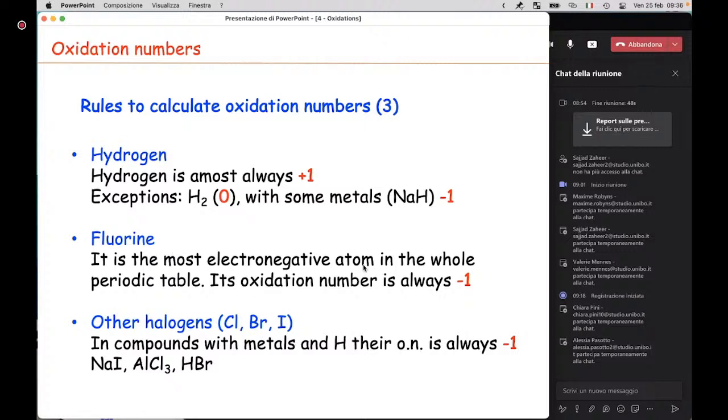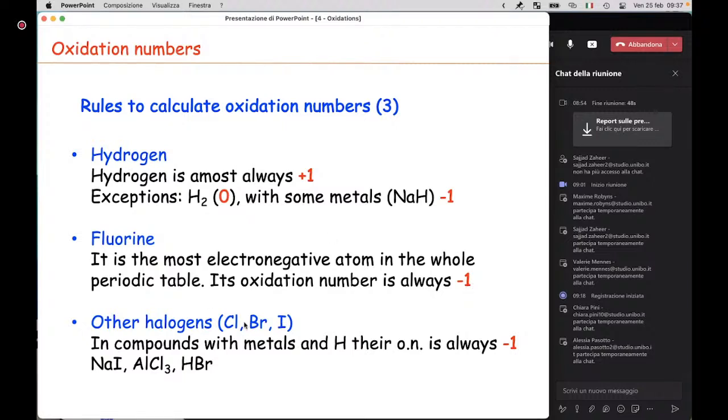Fluorine is the most electronegative atom. So, of course, it cannot be anything else than -1. It is in the 7th column, 7th group, so it has 7 electrons in the valence level, and in order to have the complete level, it can take 1 electron, so -1, and mostly it doesn't do anything else. Okay, so it's always -1.